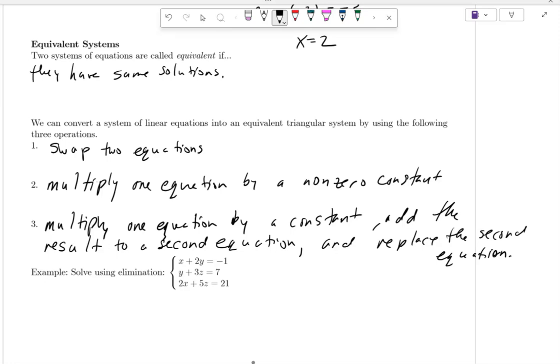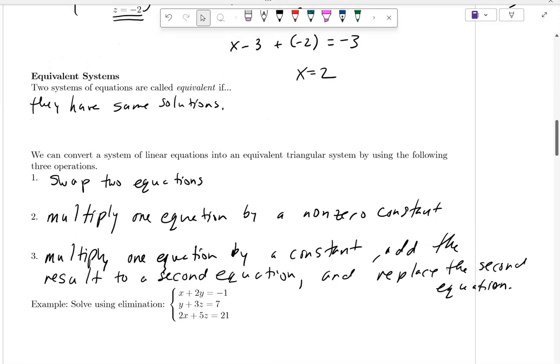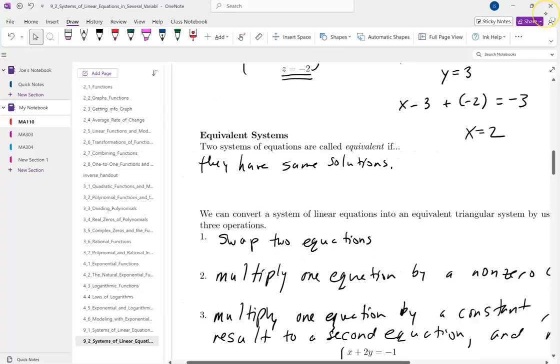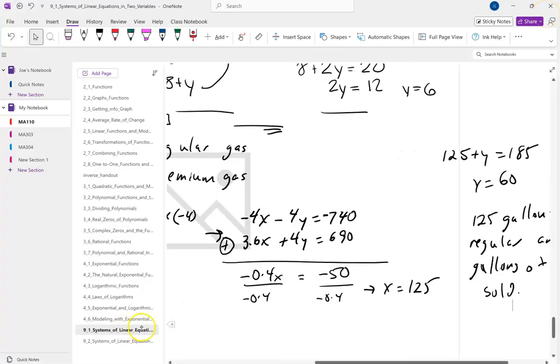In particular, here's why it sounds weird. We don't actually change the first equation when we do this, okay? We only do it as an intermediate step. Let me explain what I mean, and we'll see more examples of this. I want to go back to the story problem that we did to start class.